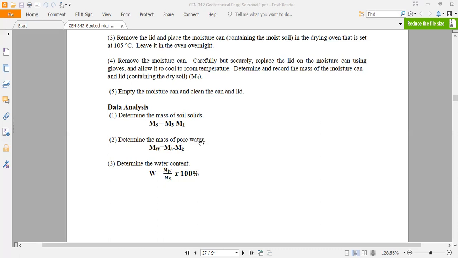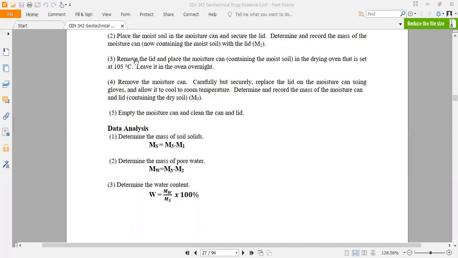Determine the mass of pore water. Now we have to determine the mass of pore water, I mean only the moisture. How much pore water or moisture we have to find out, that is MW. So MW means M3 minus M2. What is M3? M3 means the weight of can, lid, and dry solid. So we have to deduct M2. What is M2?